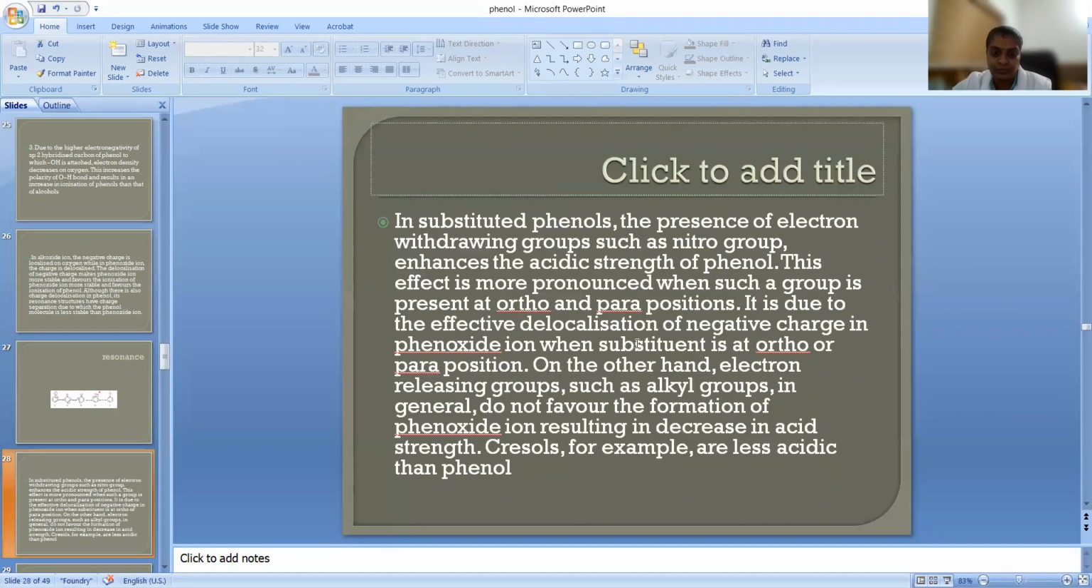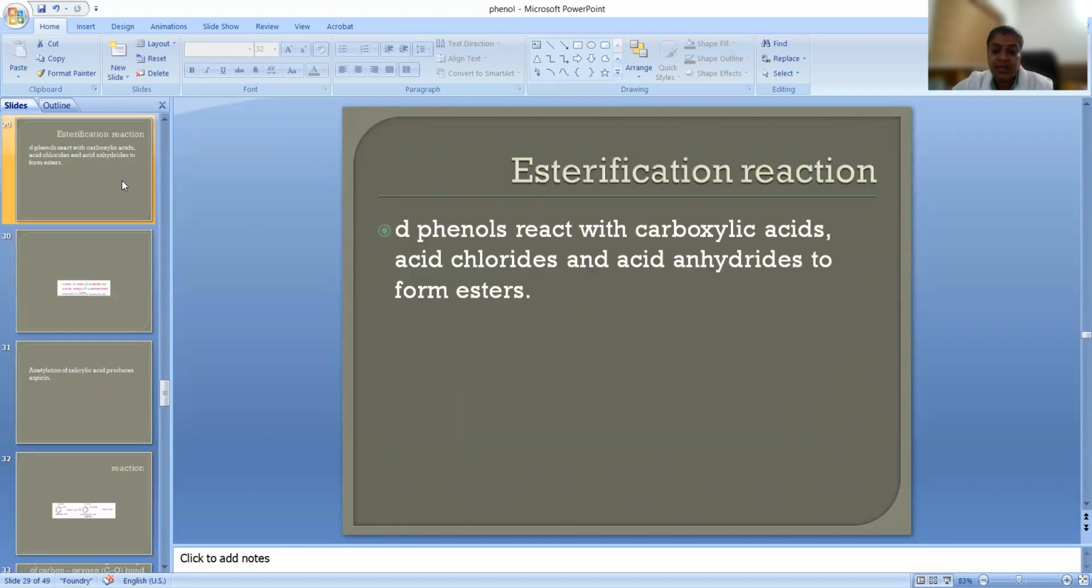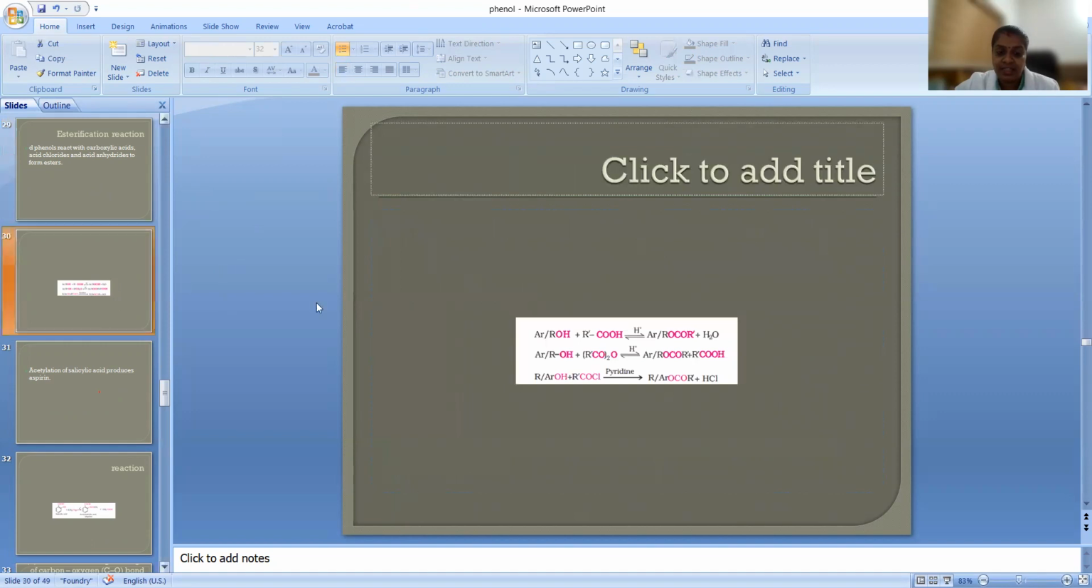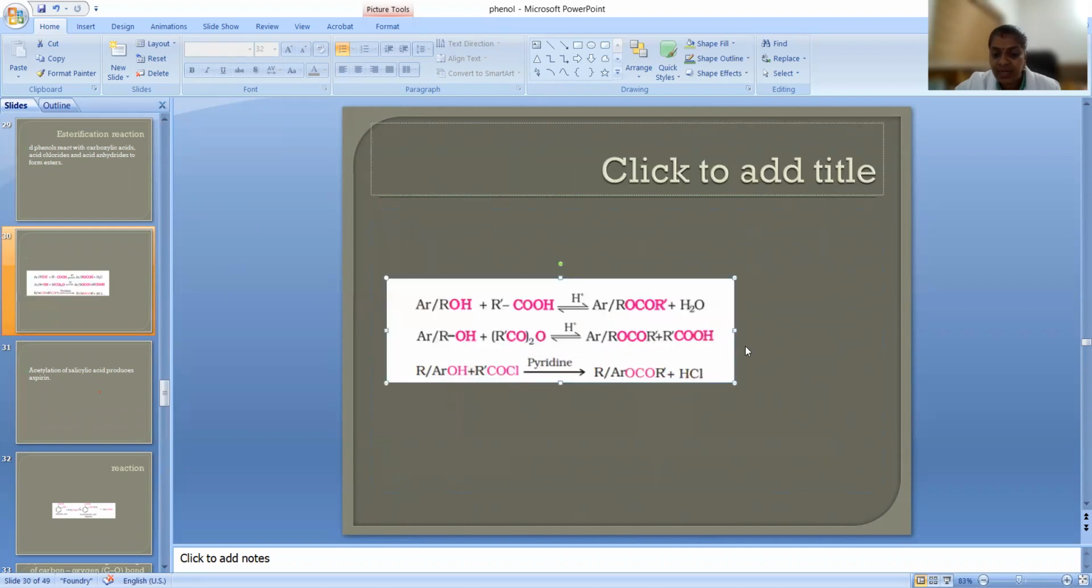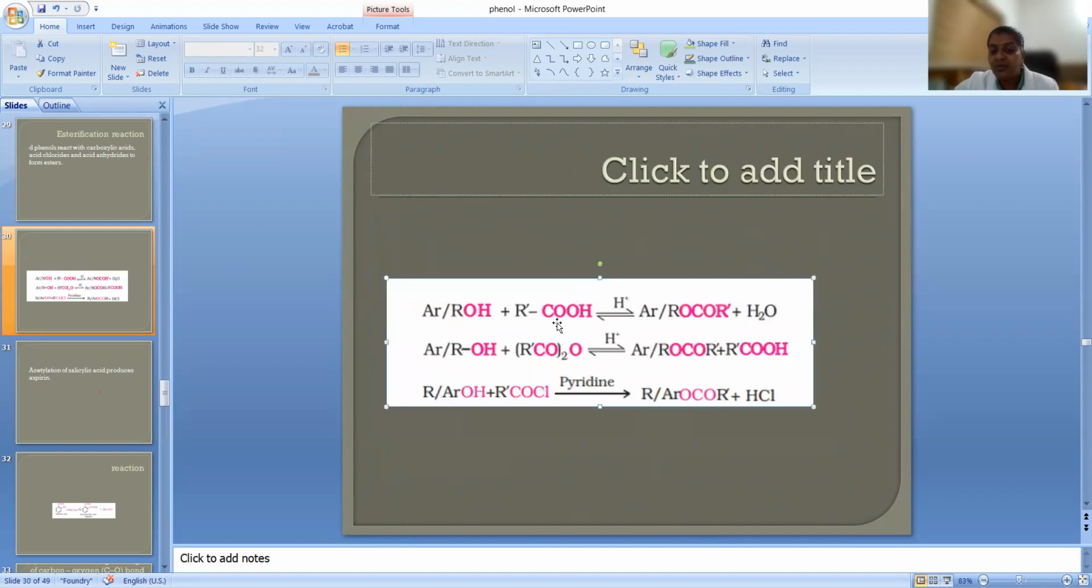Now, next is some reactions. So let us see the esterification reaction. What is the esterification reaction? Phenol reacts with a carboxylic acid, or we can react it with an acid anhydride. The same reaction we learned in alcohol, with acid anhydride, will form esters. Let us see that reaction. Either alcohol or phenol, the same way the reaction will undergo, as I already discussed in the last slide.